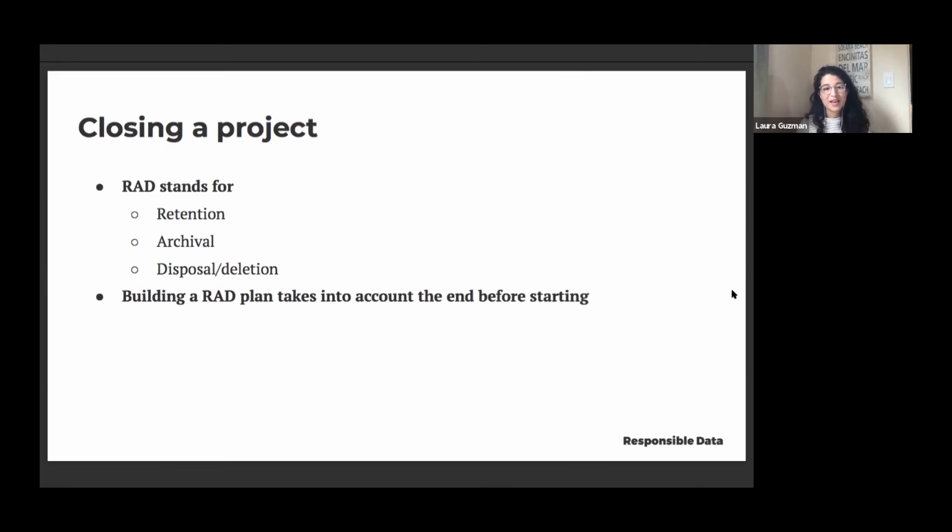Retention, as you're ending the active part of the project: what data are you keeping? What data are you archiving? And finally, what data are you disposing of or deleting? Not a lot of people love to delete their data, but it can be a nice way to, again, minimize the risk that everyone involved in these projects face.